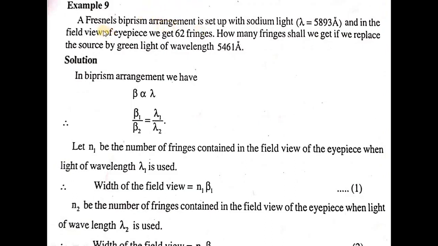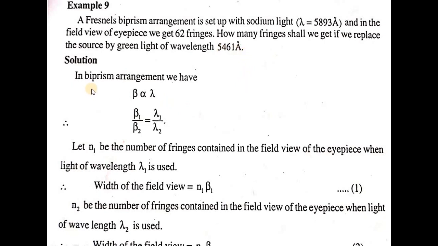So the next question is: a Fresnel biprism arrangement is set up with sodium light of wavelength 589 nanometer, and you can see 62 fringes. How many fringes shall we get if we replace the source by a green light of wavelength 546 nanometer?